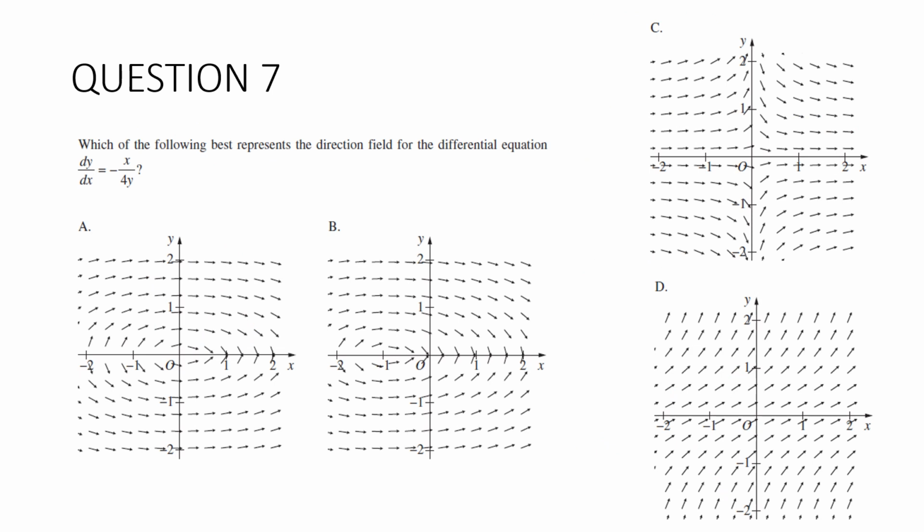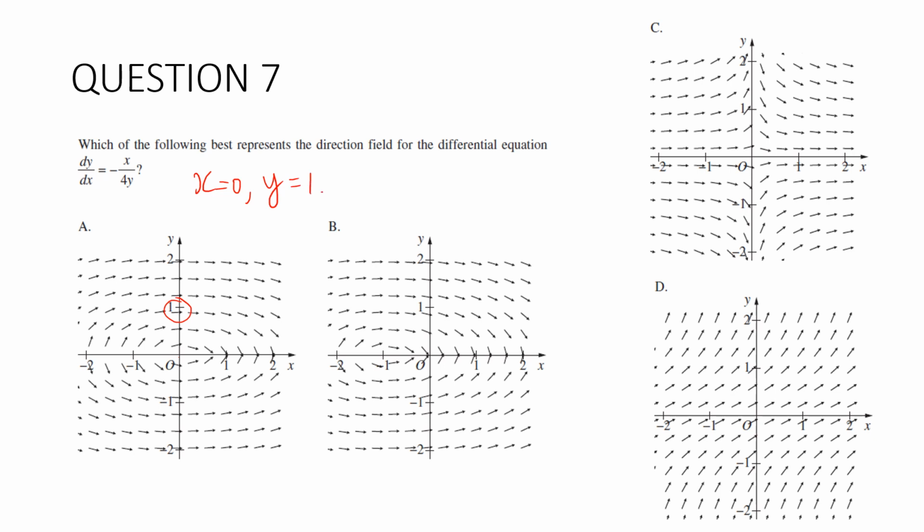Question 7. Which of the following best represents the direction field for the differential equation dy/dx is equal to negative x on 4y? So this is really just trial and error, isn't it? Let's try and pick a unique-ish point. Maybe we will try 0, 1. So x is equal to 0, y is equal to 1.